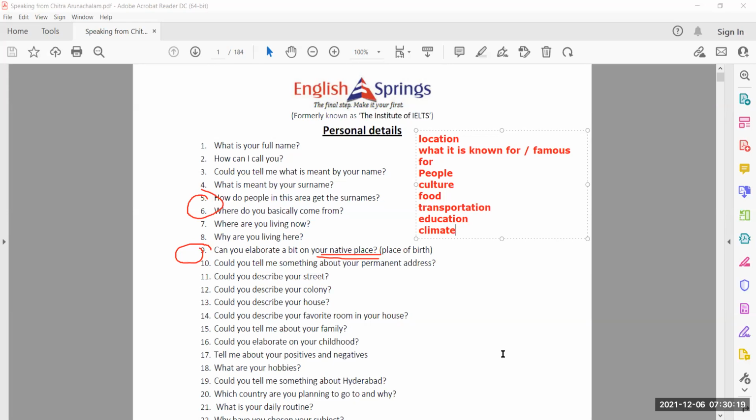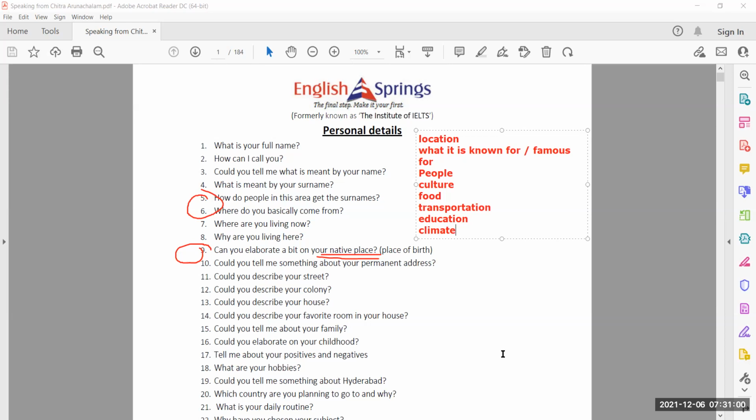For example, if they ask you, do you like yellow color? We must not say, yes, I like yellow color. Where do you basically come from? I basically come from. Don't reiterate or repeat the words from the question. Try to use some alternatives. See, for example, here the question is, can you elaborate a bit on your native place? So instead of starting with my native place, what could be the alternative of native place? Probably hometown. So my hometown is, or my birthplace, or my place of birth is. So please showcase some variations. Don't repeat the words from the question.